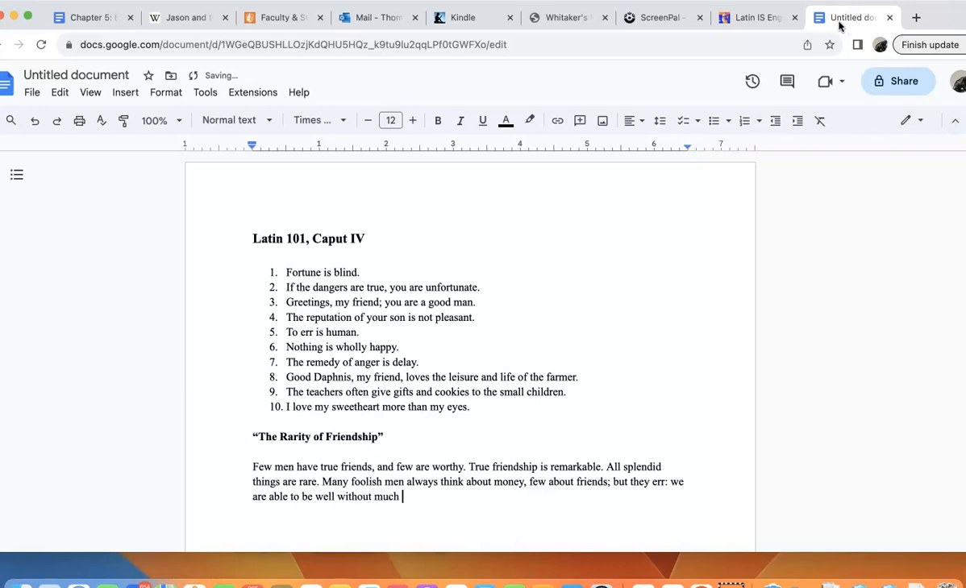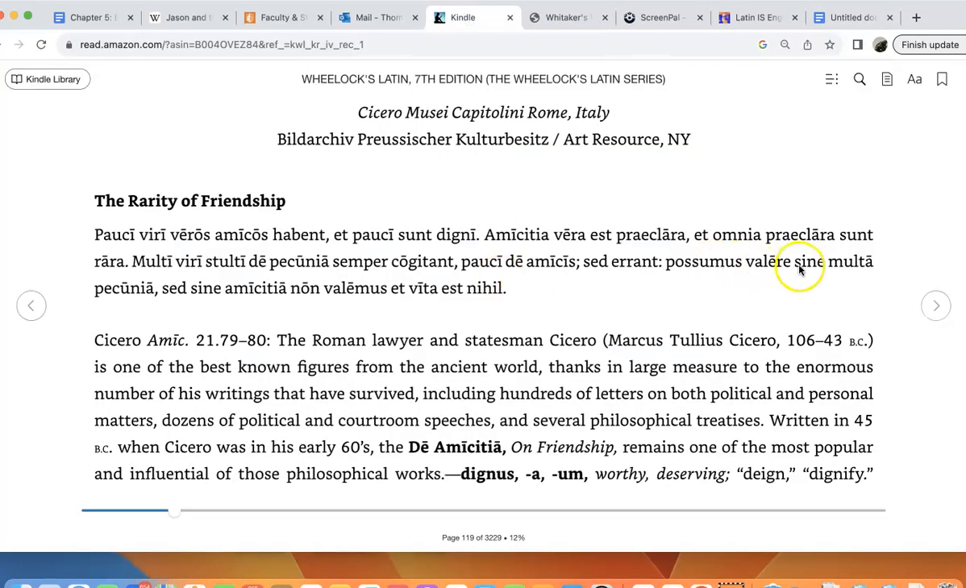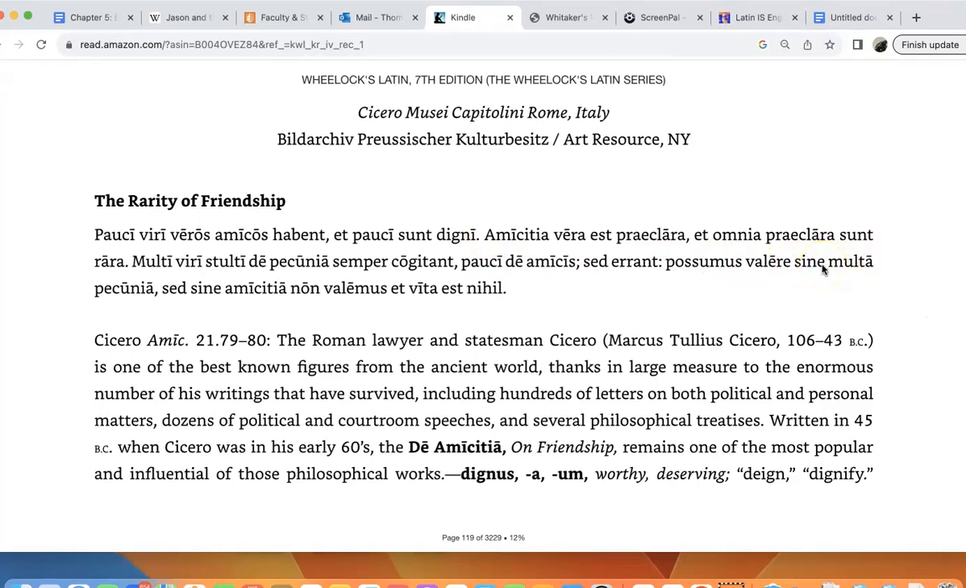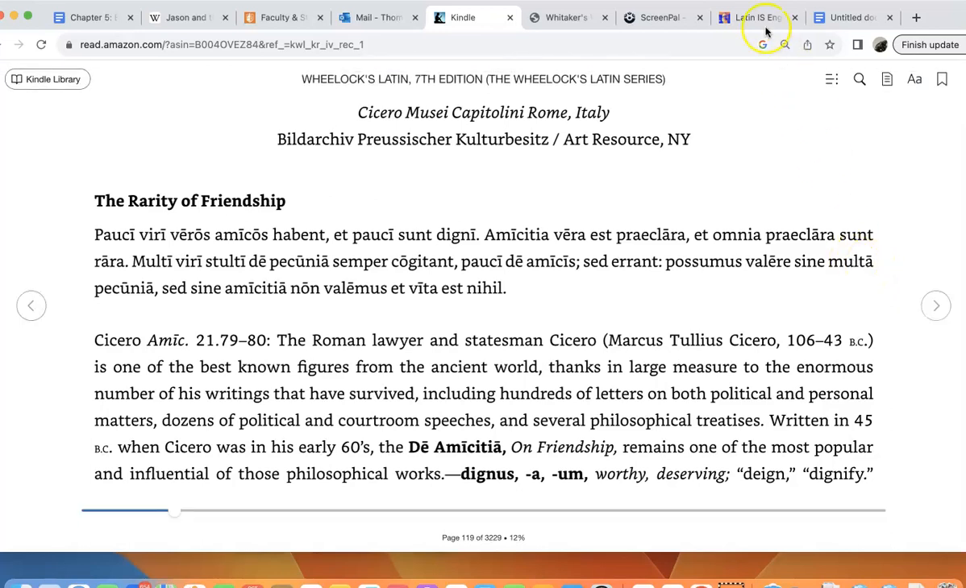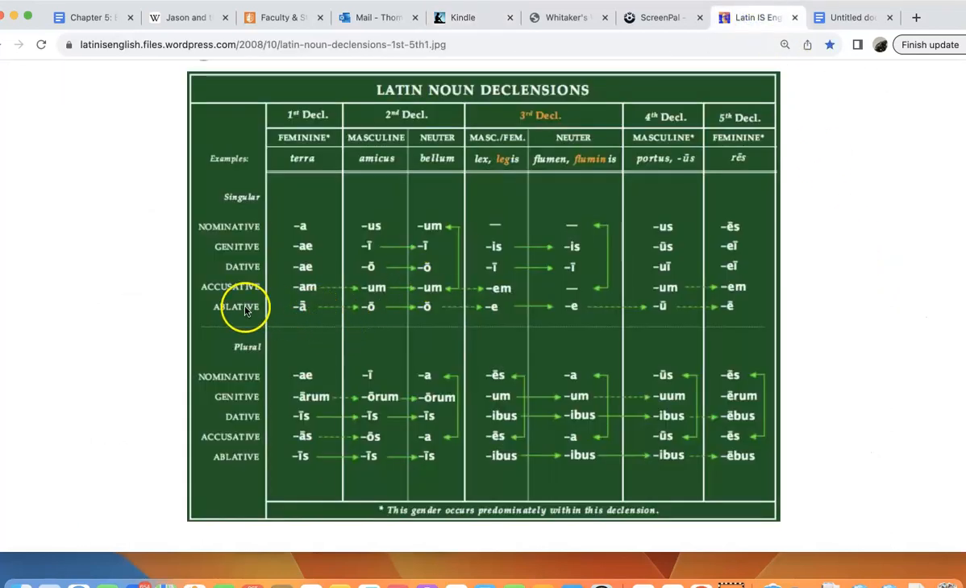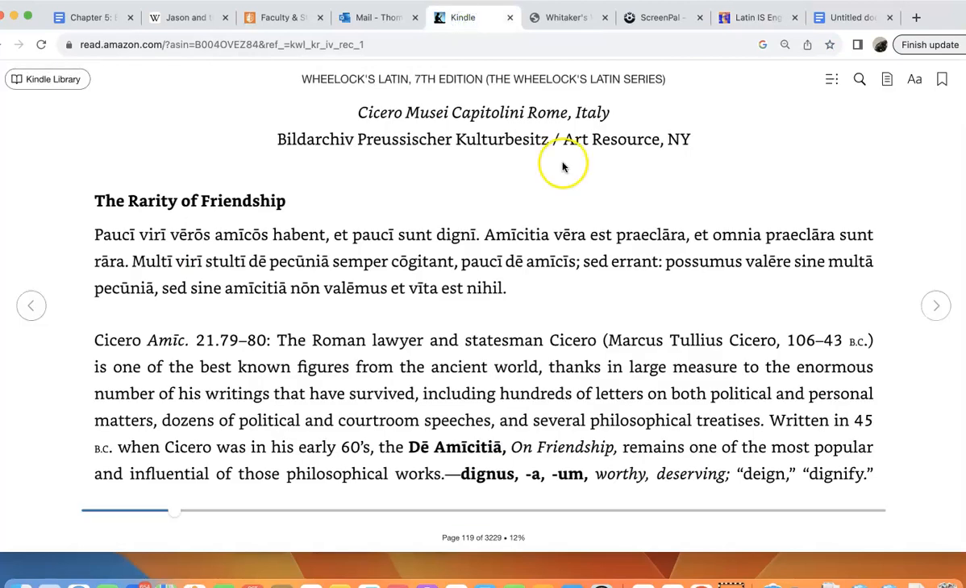Sine multa pecunia, without much money. So notice we picked up the pace a little bit, so you may have to watch this part of the video a couple times. But sine means without, also followed by the ablative. We had this earlier in the book. So both de and sine are always followed by the ablative. So sure enough, first declension ablative singular is a with the macron. And then we just need to know the vocab.